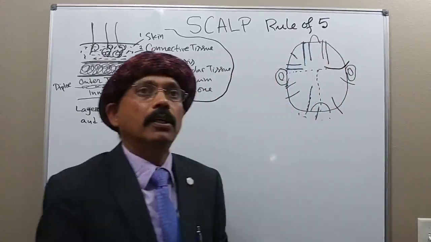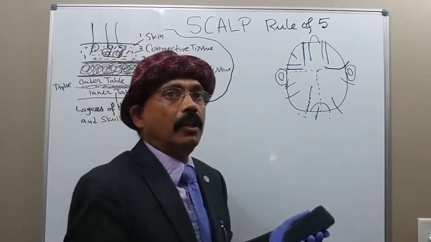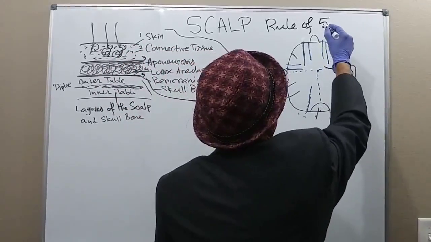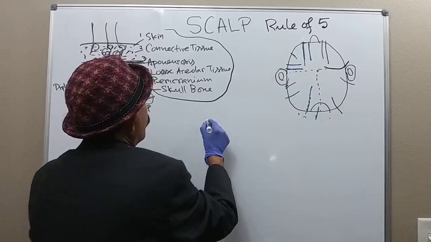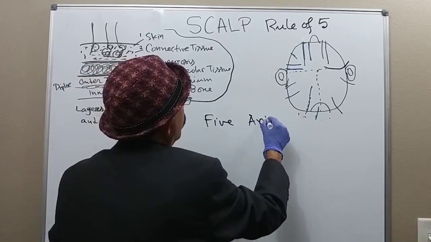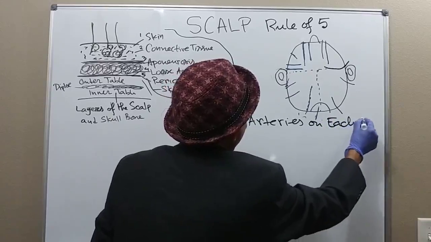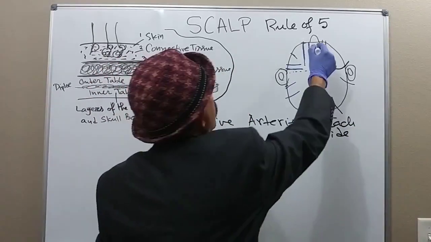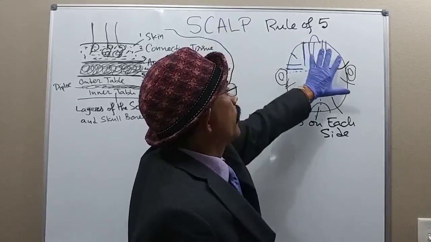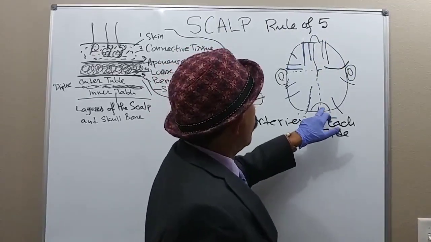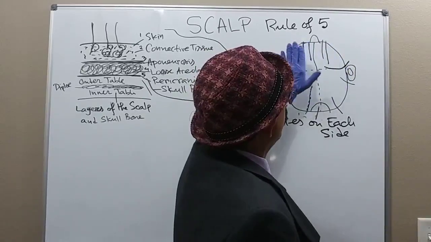Now we go to the blood supply, the arterial supply of the scalp. Again, rule of 5: 5 arteries on each side. If you draw a line here, you will get 5 arteries on this side. This is the vault of the skull, this is the nose, and this is the occiput area. So we get 5 arteries here and 5 arteries here.